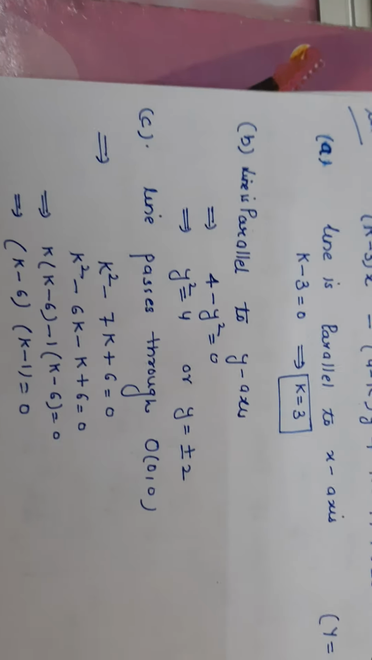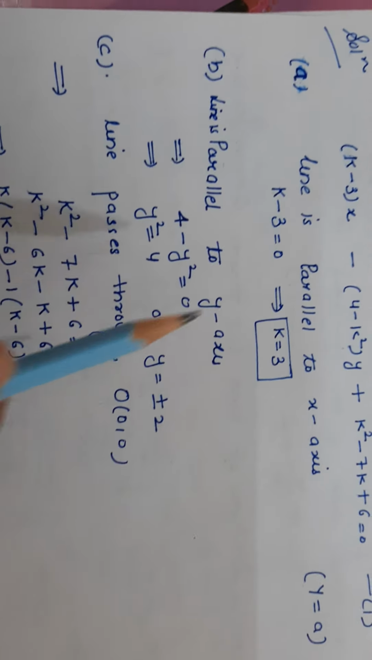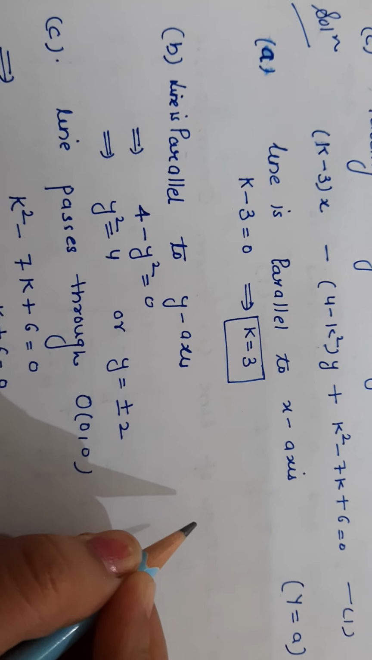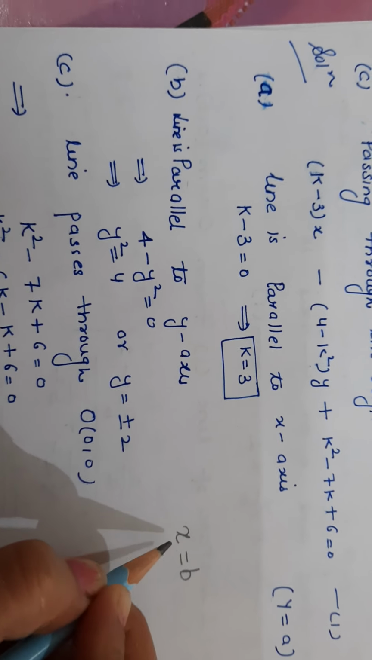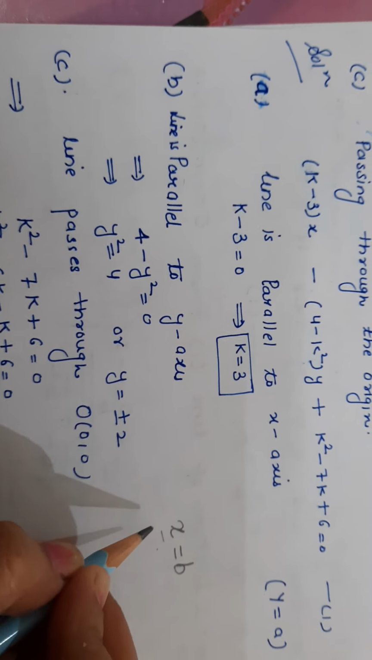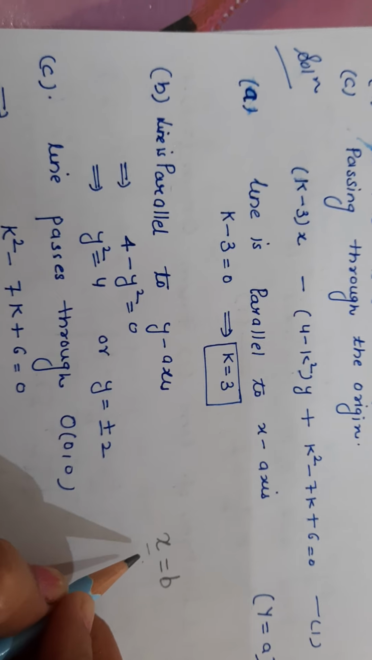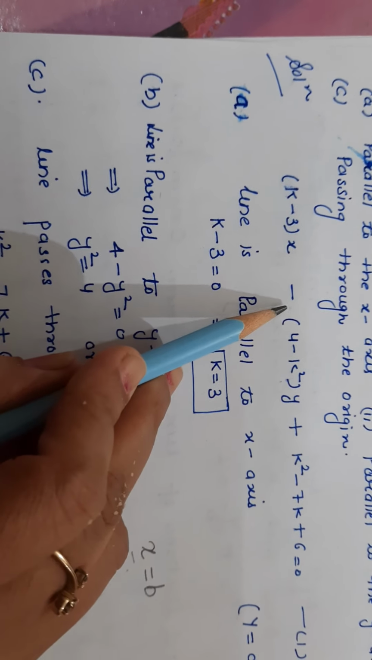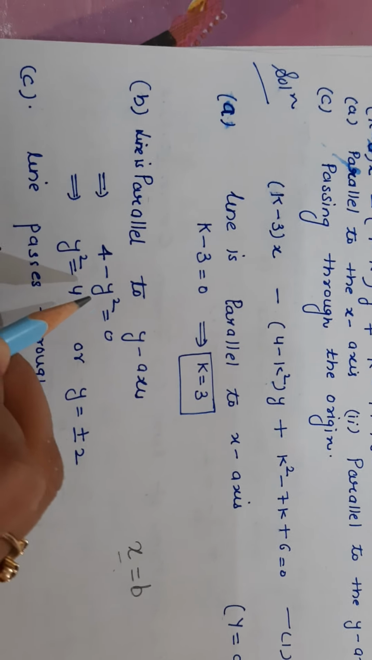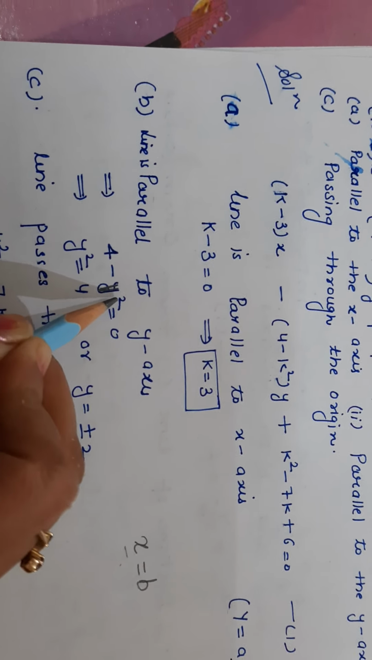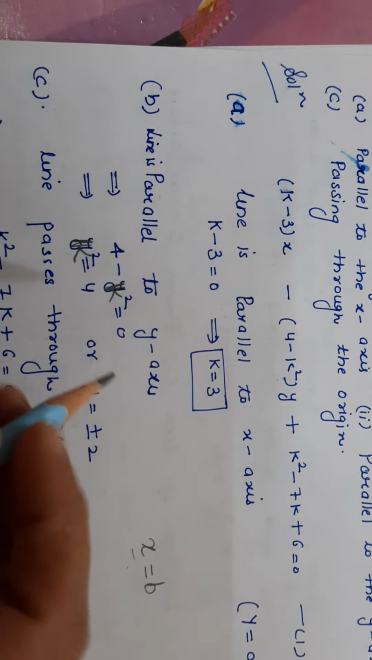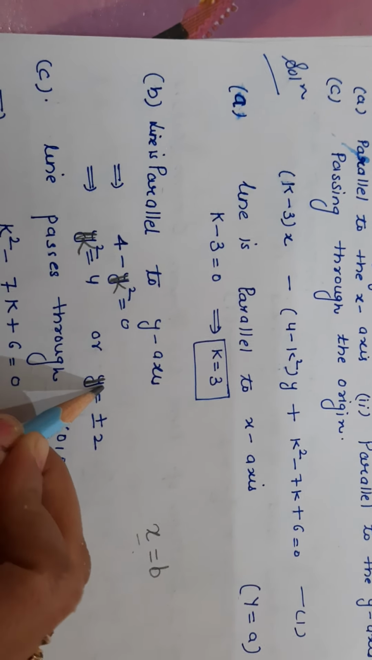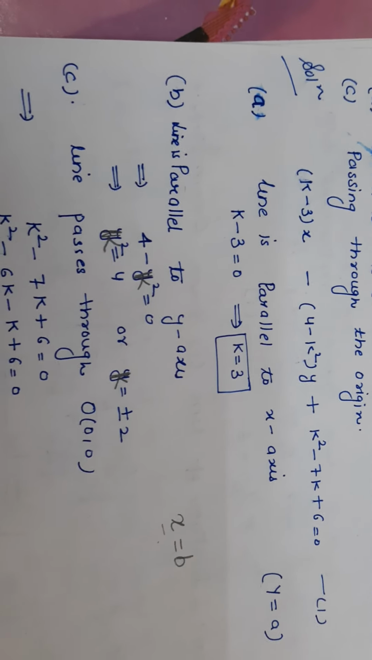Second part, line is parallel to y-axis. The line which is parallel to y-axis is given by x is equal to some constant, say b. That means now in this equation, there is no term of y, or we can say the coefficient of y is 0. So from here, minus of 4 minus k square is 0, or 4 minus k square is 0, or k square is 4. That means from here, your k is plus minus 2.